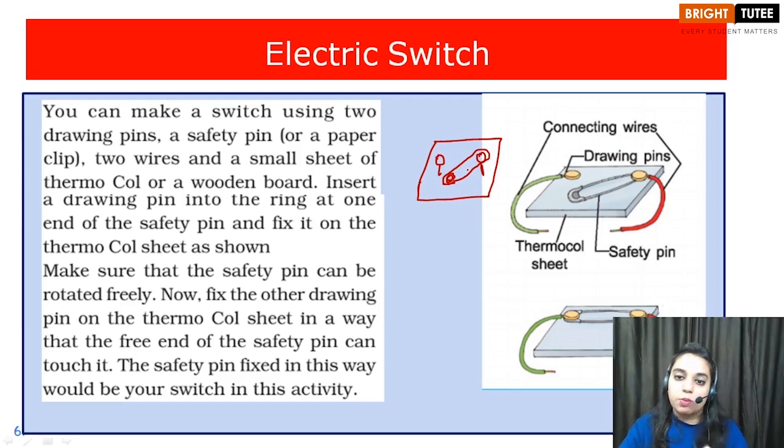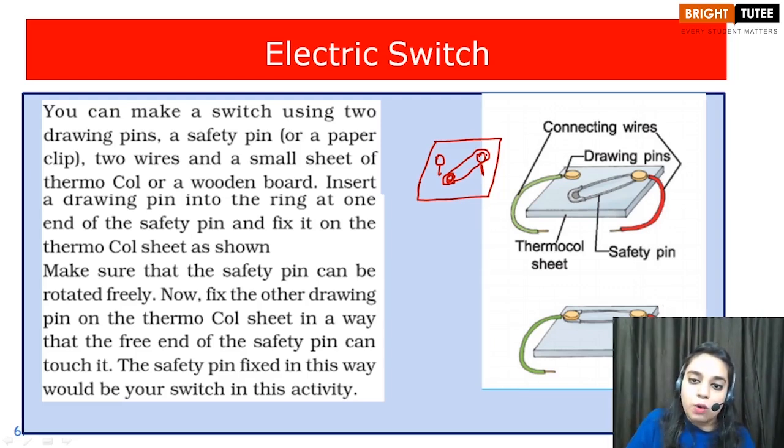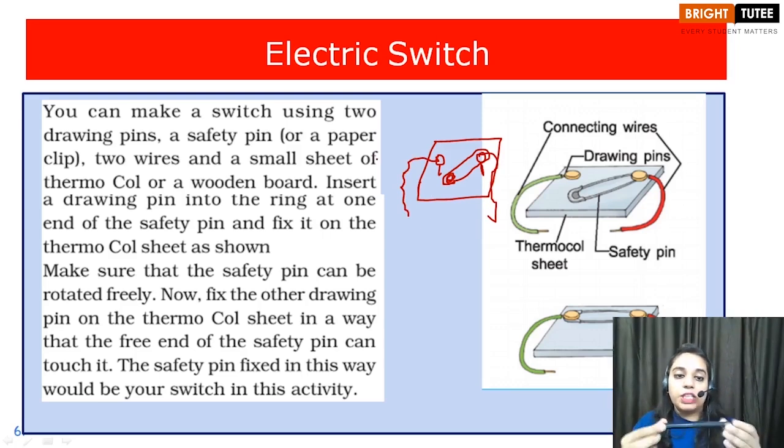Okay children, so what we have to do is, now we have to connect 2 connecting wires to the drawing pins, one over here and one over here. So children, when this safety pin is free to move and not connected to the other drawing pin, we say the switch is off. Why?